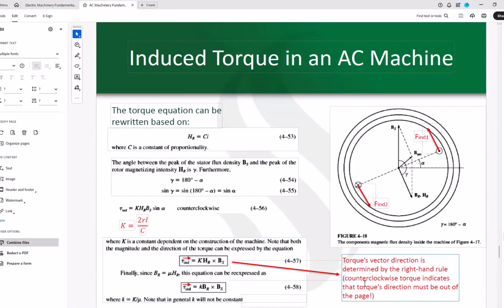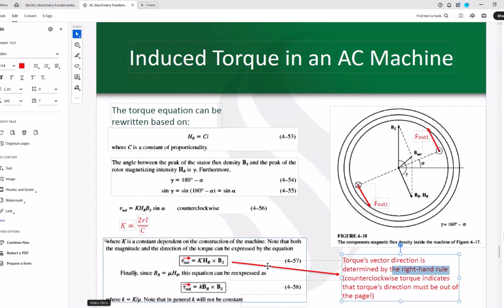That's through the right-hand rule. So if your thumb is out of the page, the other four fingers show the direction of the rotational speed. Since F induced 1 and F induced 2 will cause a counterclockwise rotation, it means that your thumb must be coming out of the page. And this coming out of the page is in the same direction as the induced tau.